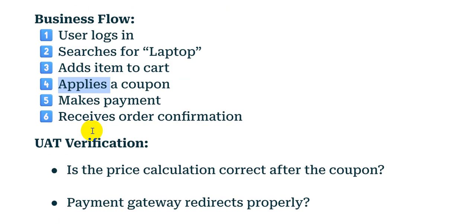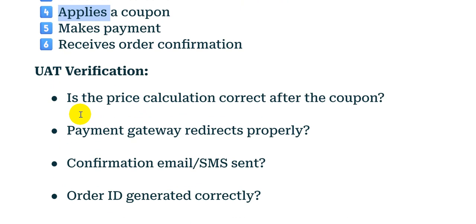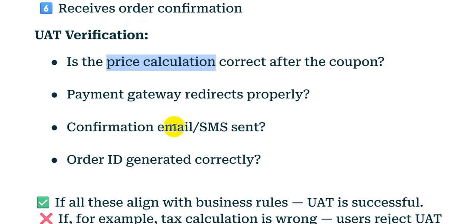Now here you can see what UAT verifications we can do as part of this. We can check whether the price calculation is correct or not. Then we can check whether the payment gateway redirects correctly or not. Then whether a confirmation email or SMS is received or not. This kind of testing can be done as part of UAT. Or after successful payment and order confirmation, the system should generate the order ID. So we check whether that order ID is generated correctly or not. That kind of thing we can do as part of UAT.